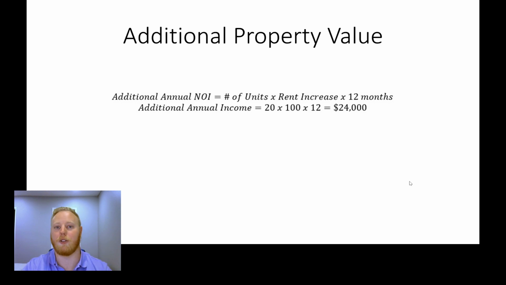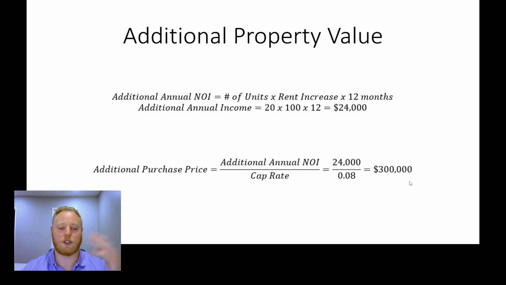This is just additional. So we have the equation here. Additional purchase price equals additional annual net operating income divided by cap rate. So that's $24,000 of additional net operating income that we created divided by the 8% cap rate. And you can see here that we have an additional $300,000 created in property value or created in the purchase price. Isn't that amazing? Wow. That's how we do it. It's really that simple. And this is all we're going to cover today.